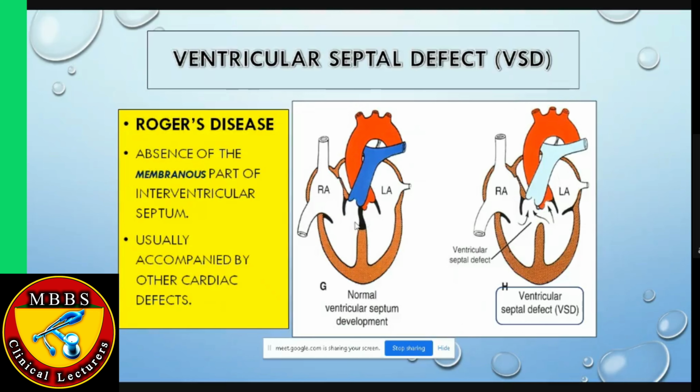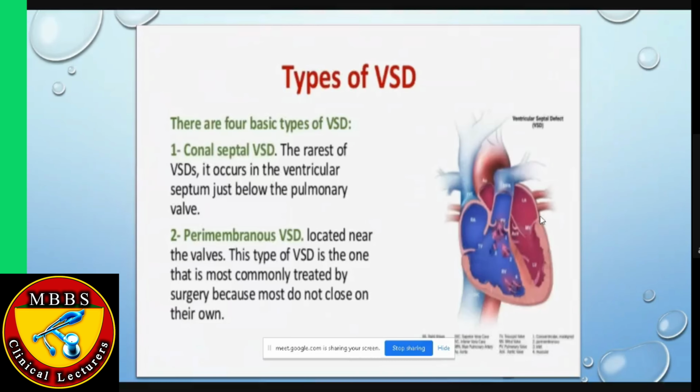It can be because of the absence of the membranous part of the interventricular septum, and it is usually accompanied by other cardiac defects also. And this is the case in Roger's disease, when there is absence of the membranous part of the interventricular septum. You can see the membranous part over here is missing, leading to an abnormal opening, permitting free communication between the two ventricles, leading to the ventricular septal defect.